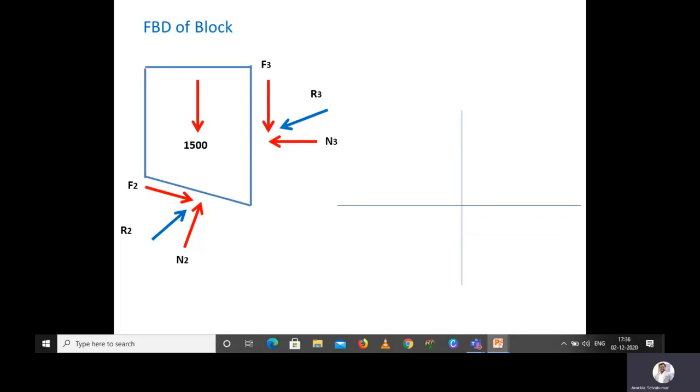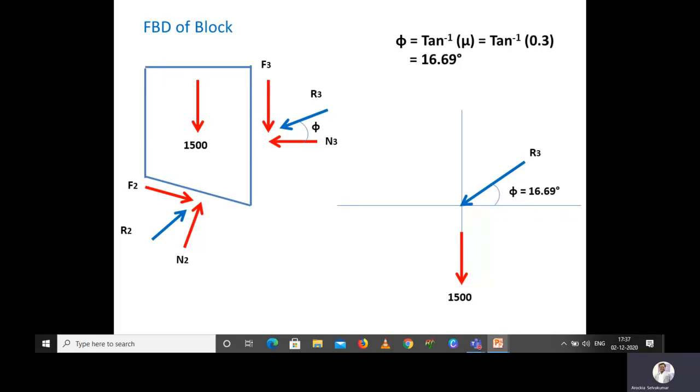For example, this is your XY plane. We know very well that 1500 will act downward. The R3 which is making an angle with respect to the normal reaction is nothing but the angle of friction. So the angle of friction we already calculated. The R3 which is making an angle with the horizontal is similar to the R3 which is making an angle with the N3. So this angle will be phi. Phi we already calculated, that is tan inverse of mu, equal to tan inverse of 0.3, that is 16.69 degrees. So the same thing we are writing here.